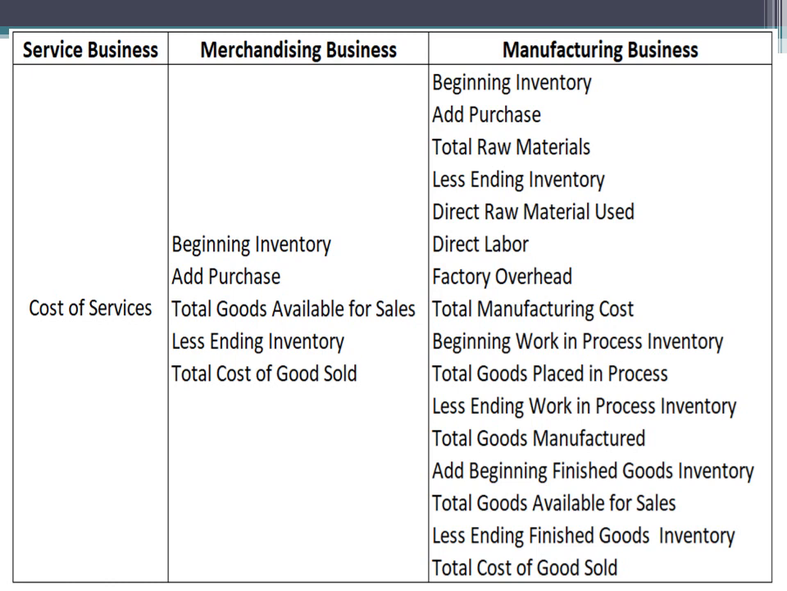Then you have the total manufacturing cost. Next, we have the beginning work in process, those that are unfinished. For example, for woodcraft, when you already built the wood but no paint yet, these are work in process. Then we have the total goods placed in process less the ending work in process inventory. And then we have the total goods manufactured. We add the beginning finished goods inventory. Then we have the total goods available for sale less ending finished goods inventory. Then we have the total cost of goods sold. So normally, all the others are just the same except for the cost of goods sold.